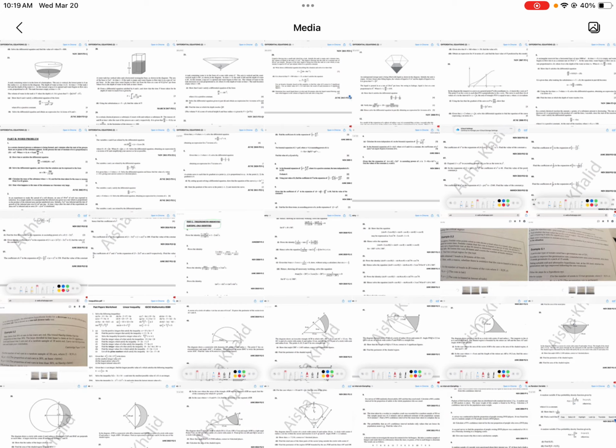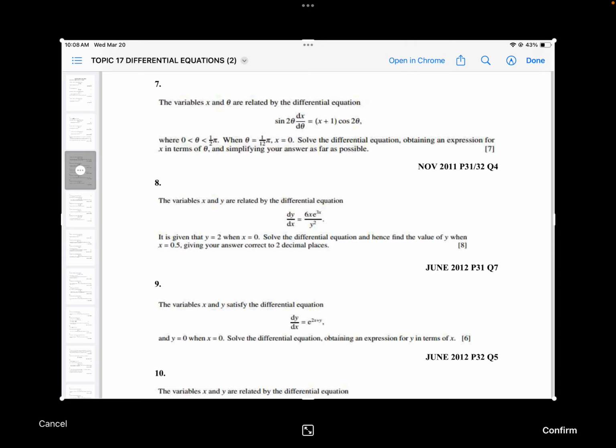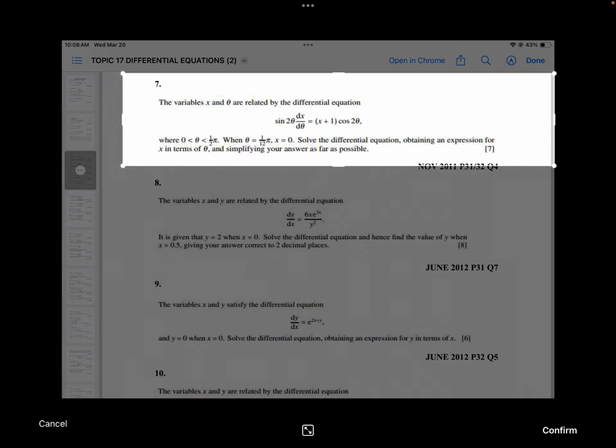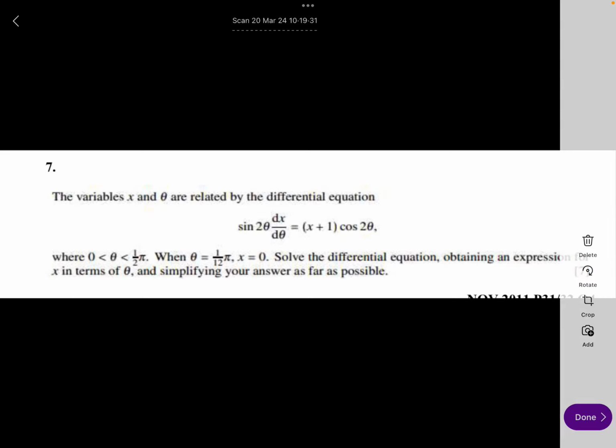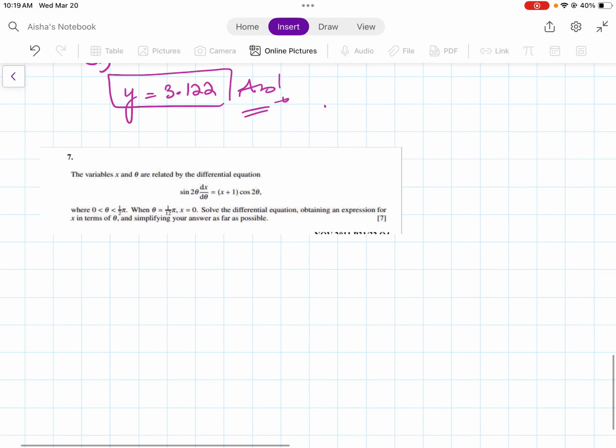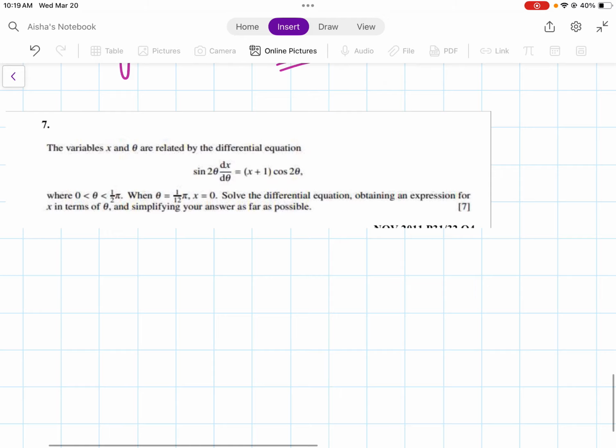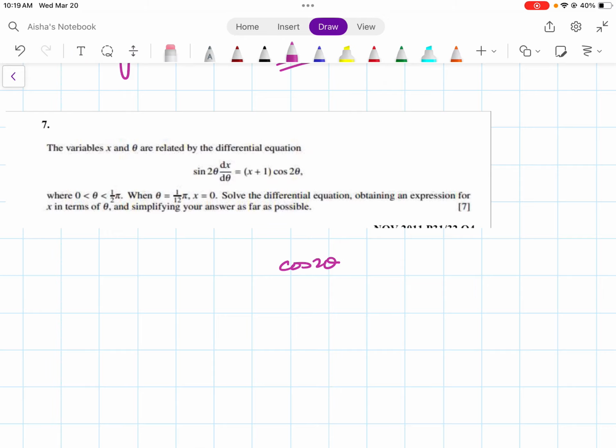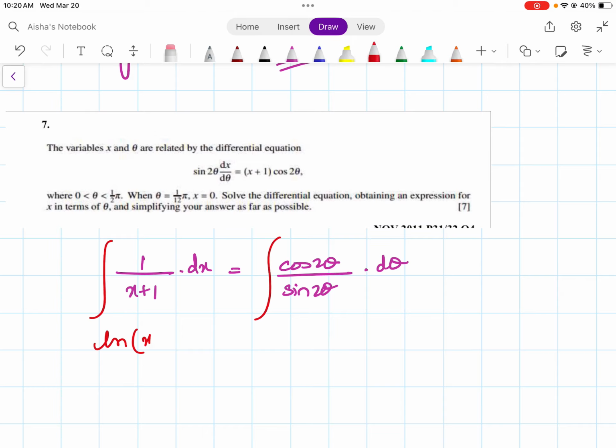Now, let's move on to the next question. If I separate out the variables, it's going to be cos 2 theta upon sin 2 theta dot d theta equals 1 upon x plus 1 dot dx. Integrating on both the sides. Sine's differential is cos multiplied by the differential of the angle.